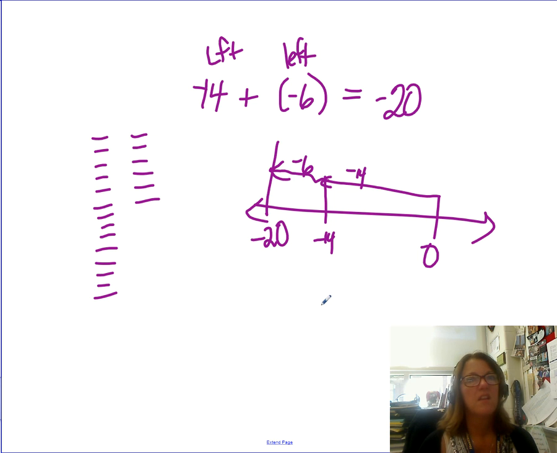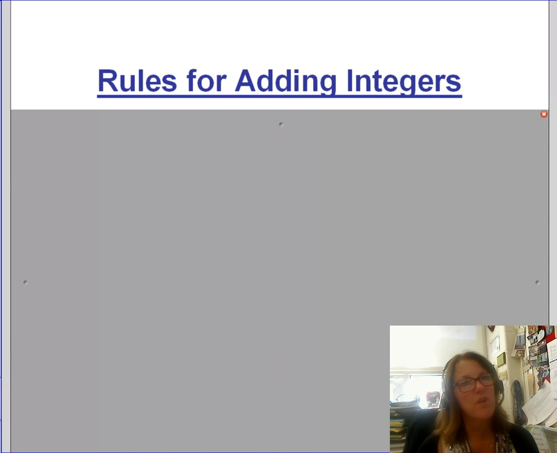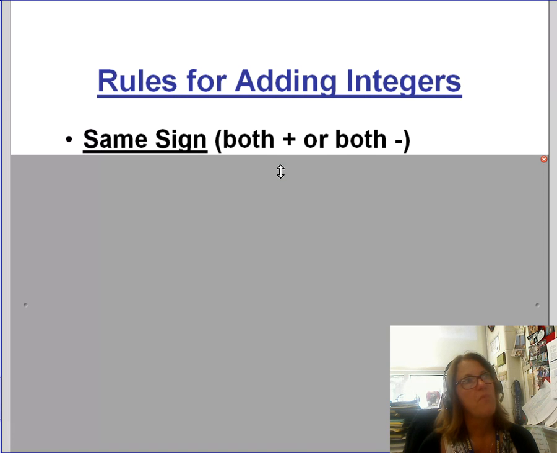All right. Now, I'm trusting this is some review for you. So now start thinking about this. We can generalize the situation when you're adding integers. So I want you to look at these rules. If you have the same signs, in other words, both numbers are positive, both numbers are negative.